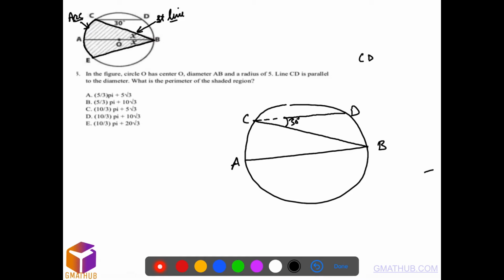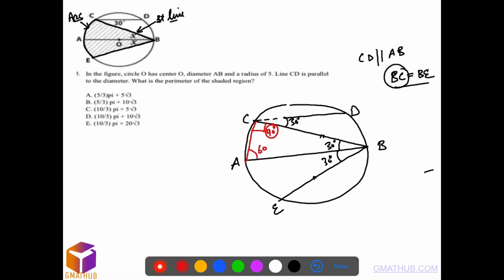Now since CD is given parallel to AB, this angle becomes 30 and this is also 30. So BC will be equal to BE. Both these lines will be equal, so we just need to find one of them. Now remember, whenever we have a circle, angle within a semicircle is 90. This property is very frequently used. So if this is 90, this is 30, this becomes 60.